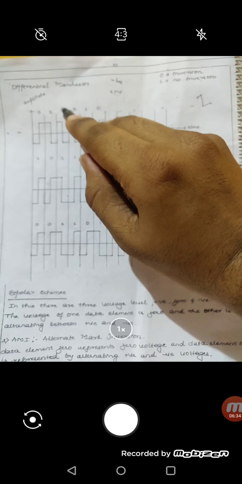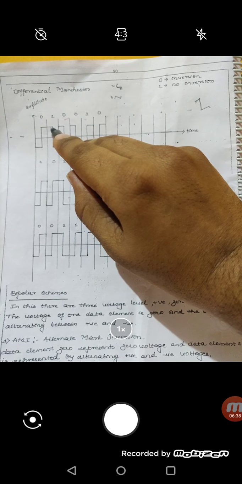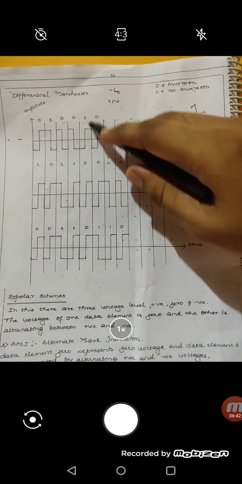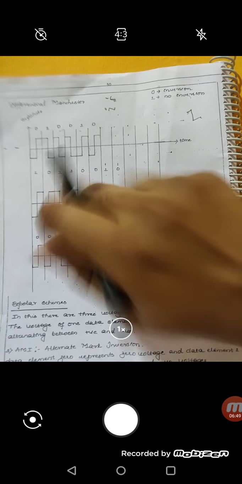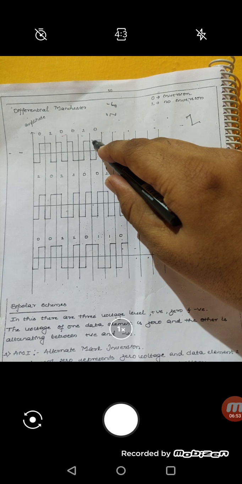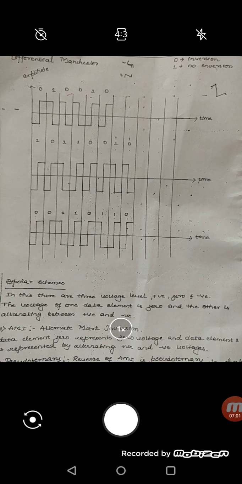If the next bit is 1, we will draw as it is, we will continue the signal. But the next bit is 0, hence we have drawn exactly opposite to this symbol. And next is 0, same, that is we have inverted the signal. Next is 1, so we have continued the signal. Next is 0, we didn't continue the signal, instead we have drawn the opposite symbol. In the same way we have drawn the second and third examples.